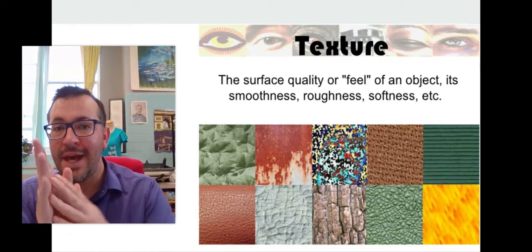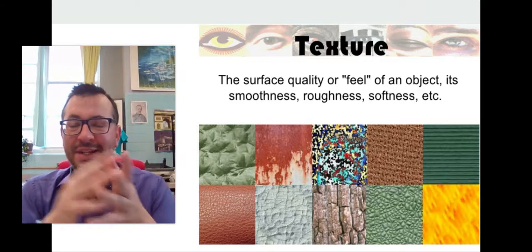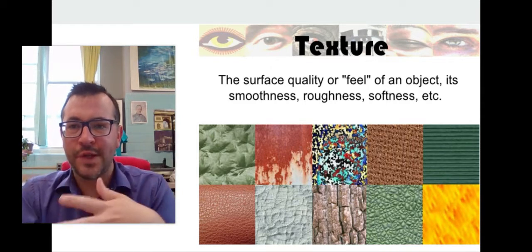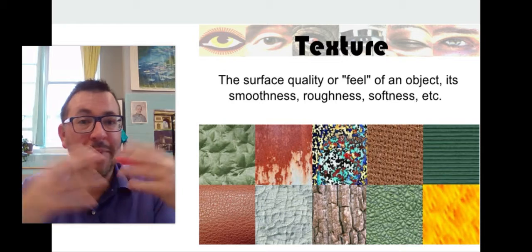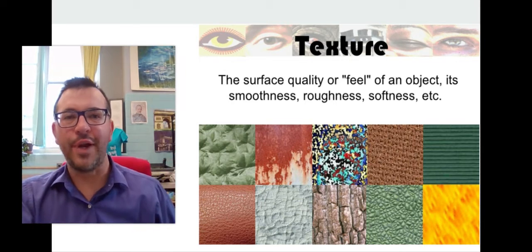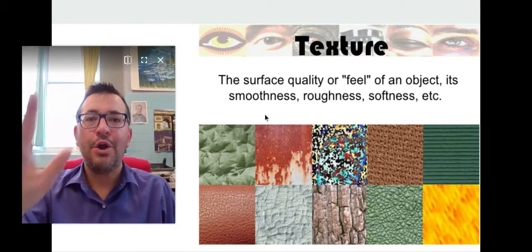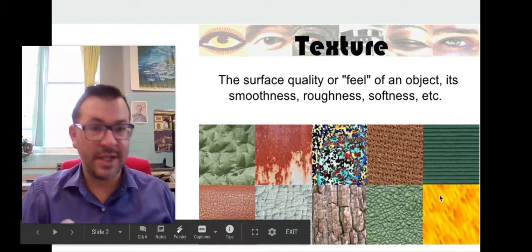Is this bumpy? Is this sticky? Is it slimy? Is it smooth? Is it rough? Right? That's the texture. It could be hairy, furry, right? So many different options. But the surface quality or feel of an object is its texture.